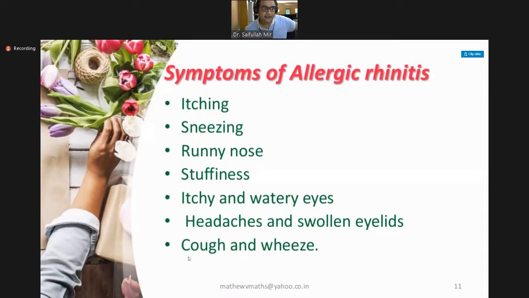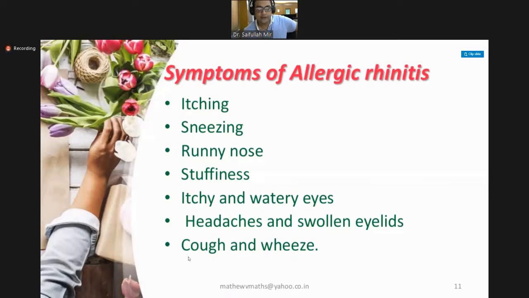Symptoms of allergic rhinitis: the most important is itching, which is not limited to the nose, which is also involving the eye or the skin. So there are three grades of severity. If it's limited to the nose and eye, and limited to the skin. And also sneezing, and the sneezing is very different. There are about 6 to 7 sneezes in one go. A runny nose, stuffiness, itchy and watery eyes, headaches, swollen eyes, a cough and a wheeze. Because a lot of allergies, they tend to end up with asthma.